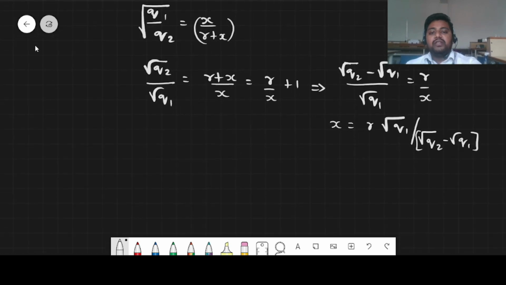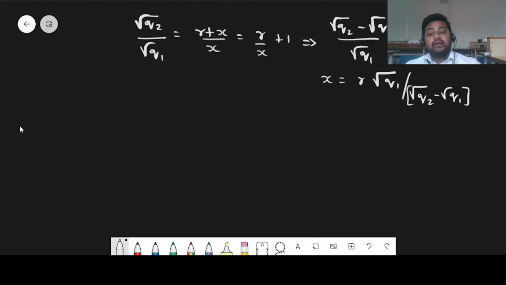So I hope you understood the equilibrium of these charges and where the charged object should be kept so that it experiences a net force due to the other two charges of 0. You have to go accordingly with these formulas. Okay, we'll see an example problem.